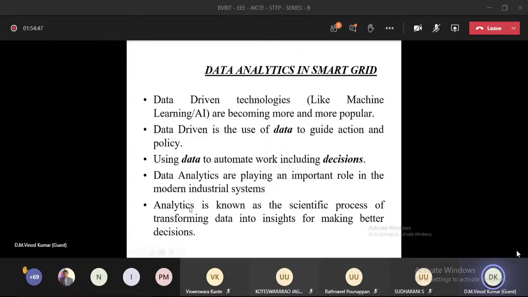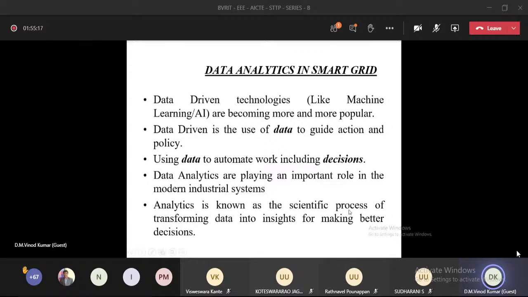Data analytics are playing an important role in modern industrial systems. As of today, analytics became a buzzword. Then what is analytics? Analytics is known as the scientific process of transforming data into insights for making better decisions. Then we will use certain techniques, such as linear regression, non-linear regression, random forest, several methods. What we are calling analytics is some scientific process where we put some algorithms.